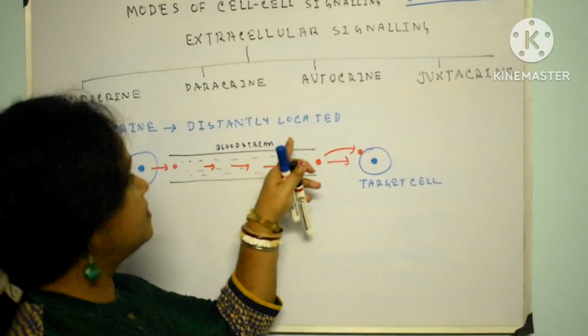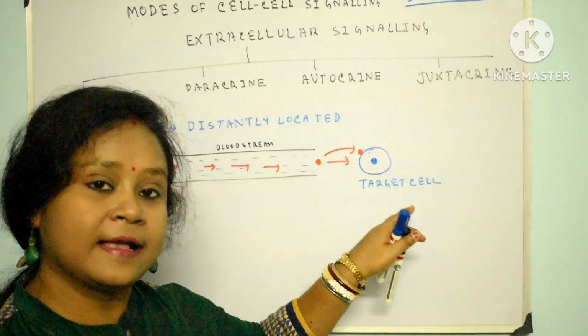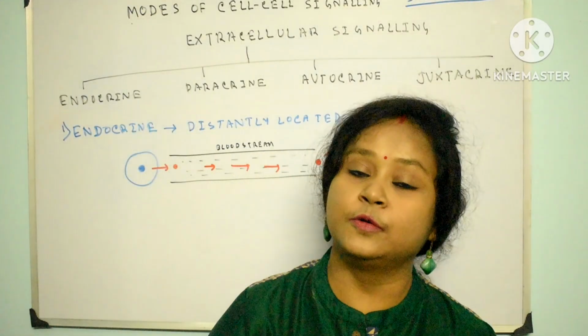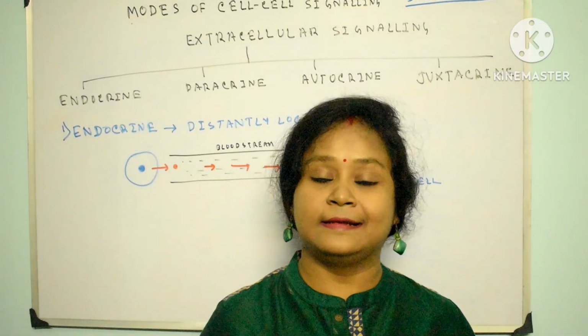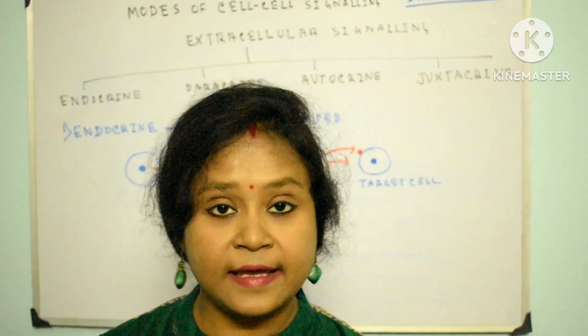Got it? So this is endocrine signaling, whose target cell is distantly located. It is also known as long range signaling, and an example is hormones, and the signal is transported via the bloodstream. So let's concentrate on the second type, paracrine signaling.